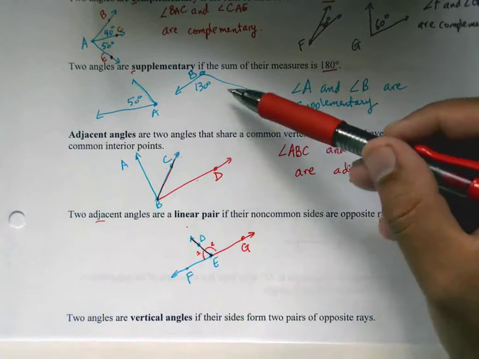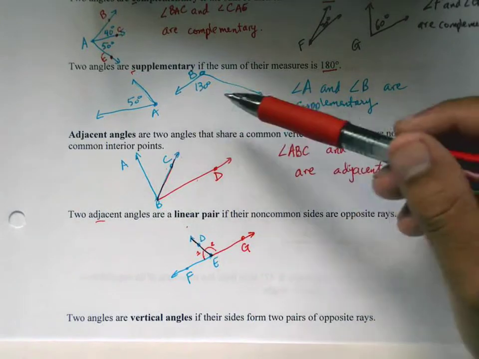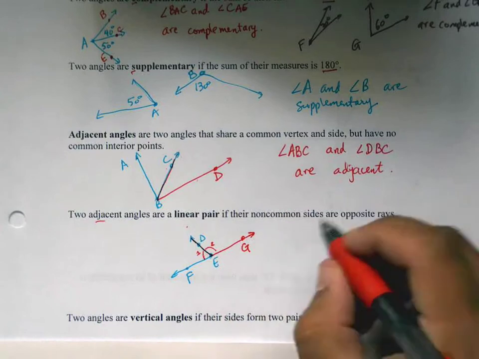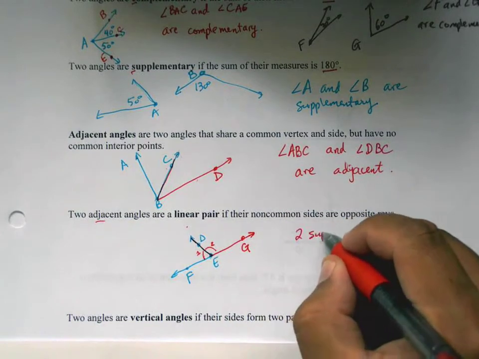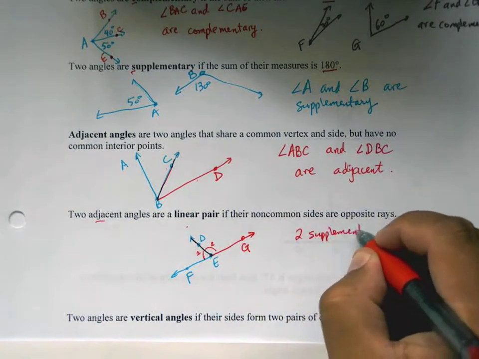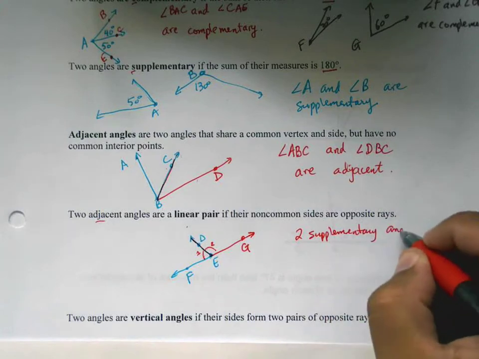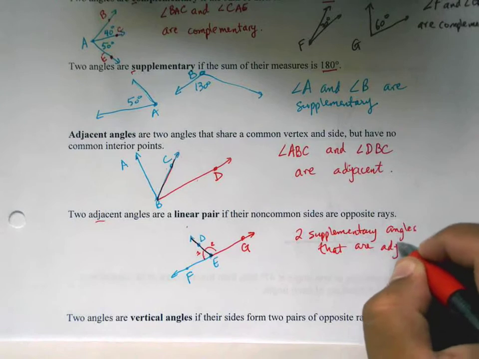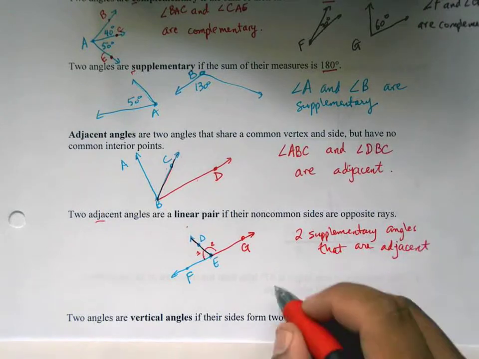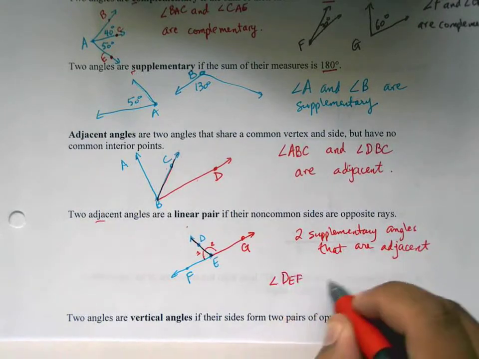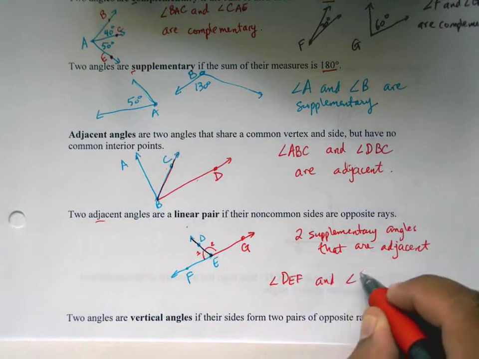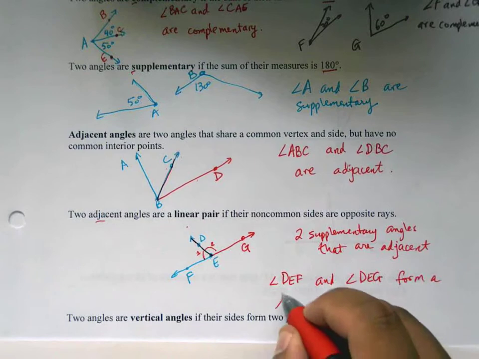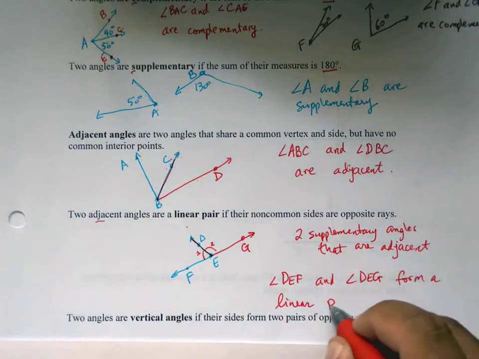Supplementary angles always add up to 180 degrees, and they may be touching or they may not be touching. Another way to say this is two supplementary angles that are adjacent. We can say angle DEF and angle DEG form a linear pair.